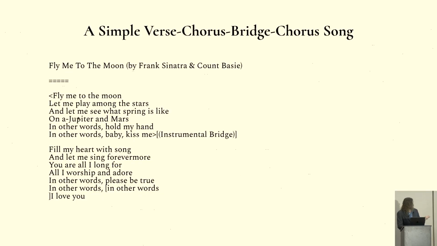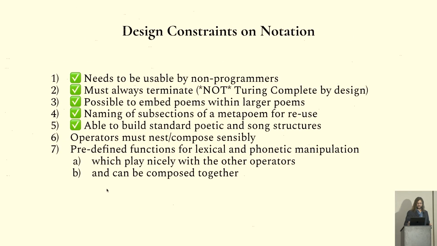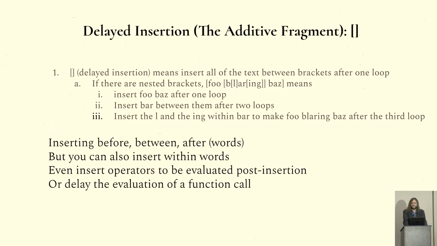And what this would do is insert this verse, and then insert this chorus without the "in other words" right there, and then that would get deleted on the second round and the instrumental bridge would show, and then the chorus would come in again. And one of the nice things to note here is sometimes, as in this song, the chorus changes from chorus to chorus, and rather than having to place the entire chorus in there again and make the modifications and track them if you change them, you can just use delayed insertion and delayed cuts to modify the chorus inline. So, able to build standard poetic and song structures? Check. Right now, what we really want to figure out is how to compose all of these sensibly, right?